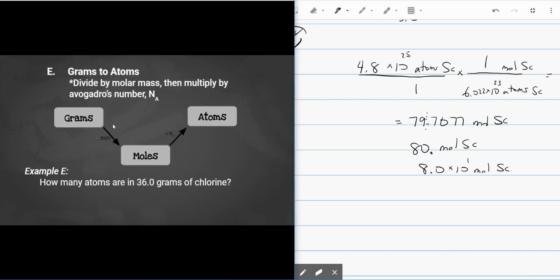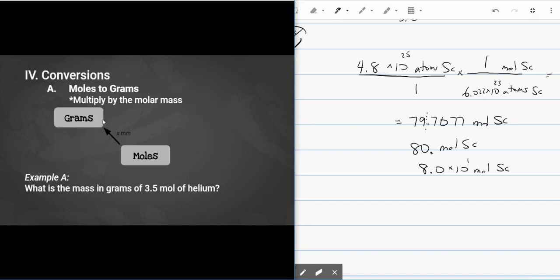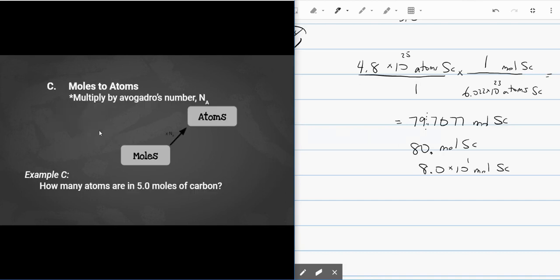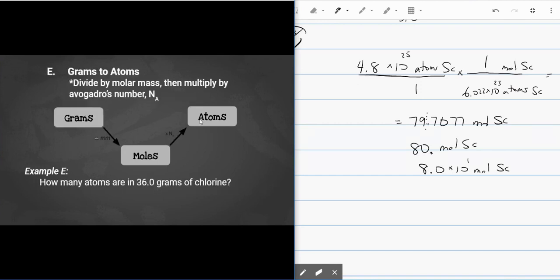For E, this is the whole enchilada. So we are going from grams to moles, and then we have to go moles to atoms. So this is a two-step process, and that's what this little diagram is trying to show us. We're going to divide by the molar mass, just like we did way up here. We're going to divide by the molar mass, and then we're going to multiply by Avogadro's number to change it to atoms.